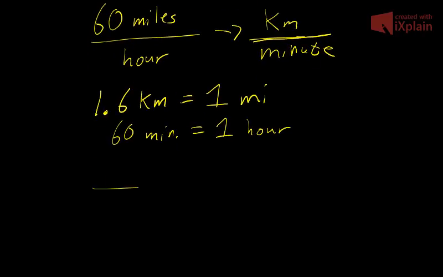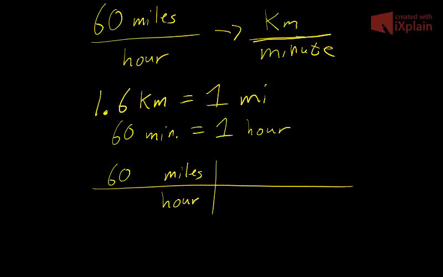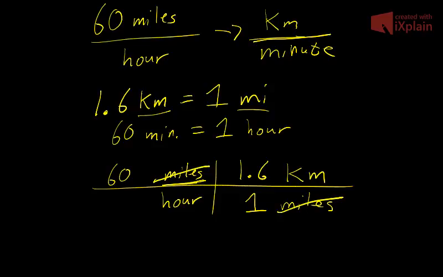So we're going to draw our t-chart here, and we're going to start with 60 miles per hour. And what I want to change, I can start with either of these. I need to get rid of miles and I need to get rid of hours. So looking at miles, I see that it is on top. So to get rid of it, I'm going to put it on bottom. And I want to get to kilometers, because I have kilometers and miles here. So I know that 1 mile is equal to 1.6 kilometers. And just like this, I have miles on top and on bottom. I can cancel them out.